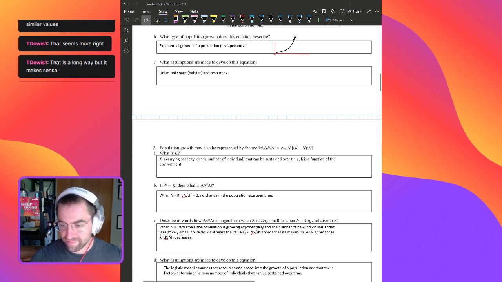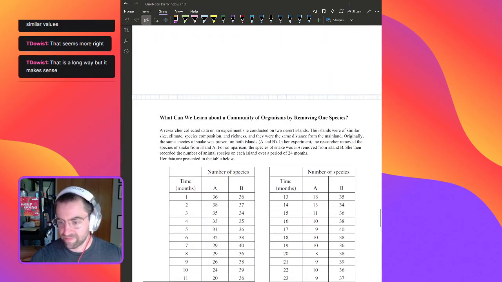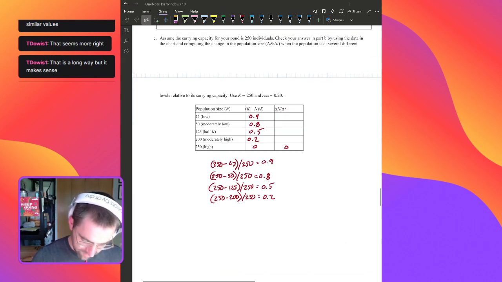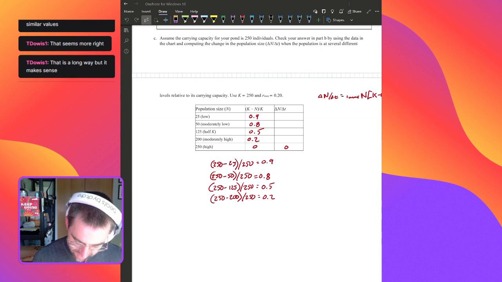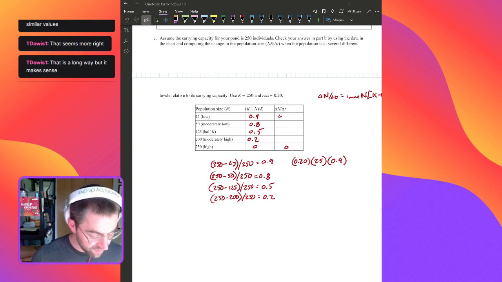All right. Okay, so we're simply taking this number and multiplying it times R max times N. So our R max at a population of 25 for all of these is 0.2 times 25 times that value we calculated before. 0.2 times 25 times 0.9 equals 4.5, which I'm pretty sure that's right.